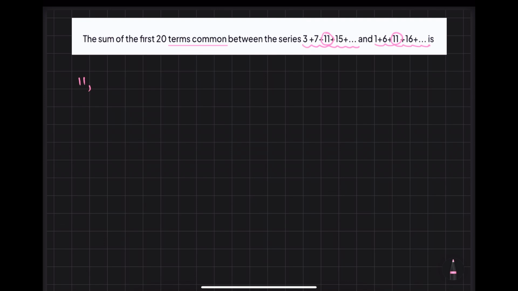Okay. So we got our A. So we got A as 11. Now we have to find out the common difference. You know that the common difference will be taken as the LCM of D1 and D2. Correct? Now what is D1? So it is 4. So LCM of 4 and 5. So it will become what? 20. The common difference becomes 20.